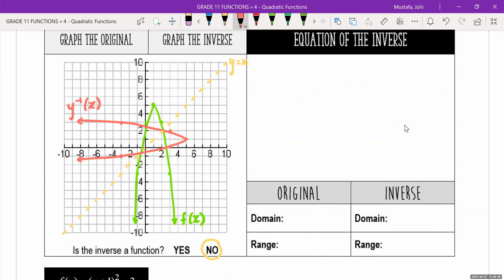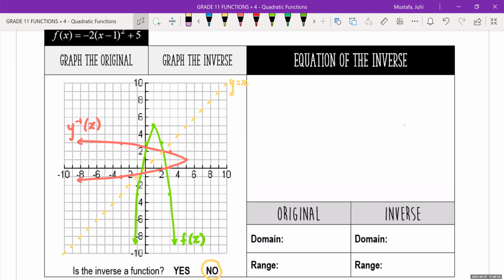Okay, the next part of this is asking us to figure out the equation of the inverse. So this is good review of what we learned last class. What we're going to start by doing is replace the f of x with y. So it's going to be y is equal to negative 2 bracket x minus 1 squared plus 5. This is also good review if you weren't here yesterday, so we can go over what we did. You're going to swap the x and y. So it's going to be x is equal to negative 2 bracket y minus 1 squared plus 5.